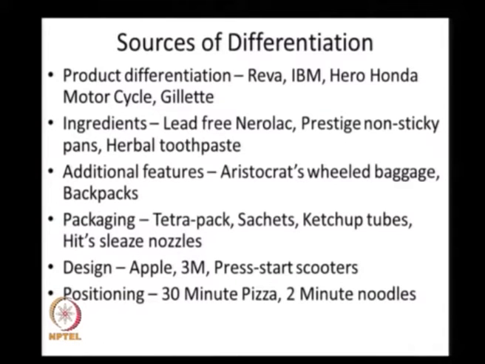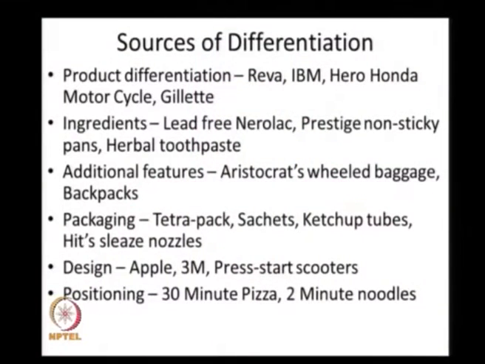Aristocrat's wheeled baggage was the one that pioneered the concept of having wheels as part of the baggage. Or today you see backpacks with mobile phone holders and water bottle holders. These are all additional features provided to the primary product as a source of differentiation. Or differentiation can also come from packaging, as you see in Tetra Paks or sachets, or ketchup tubes as against the conventional bottles, or the Hit cockroach spray with nozzles that provide access to places that are otherwise difficult to reach.